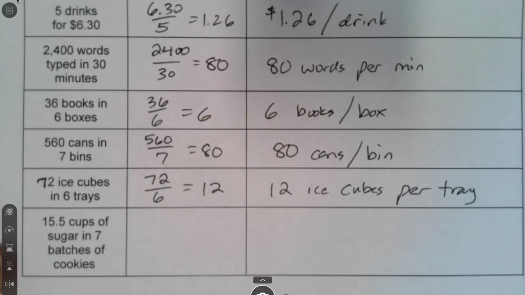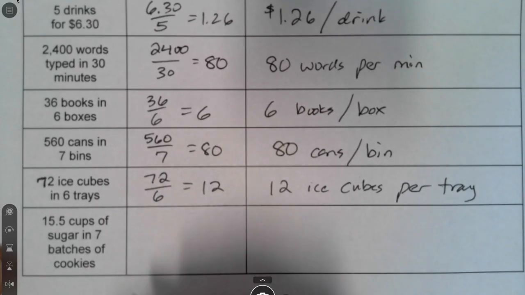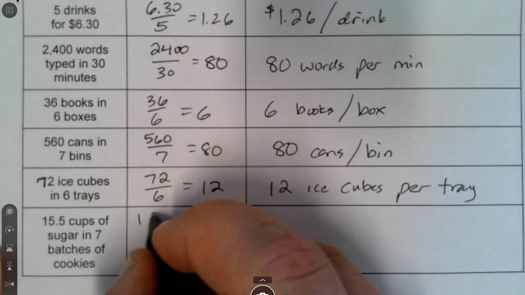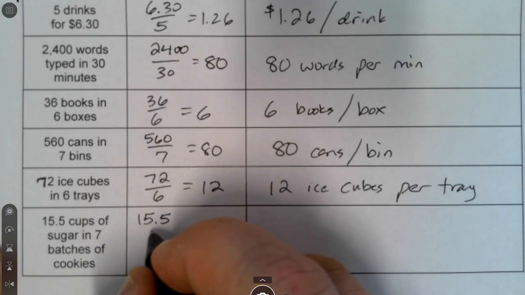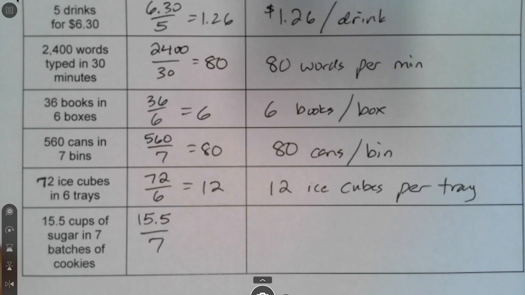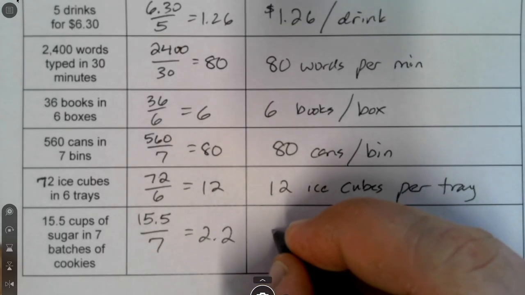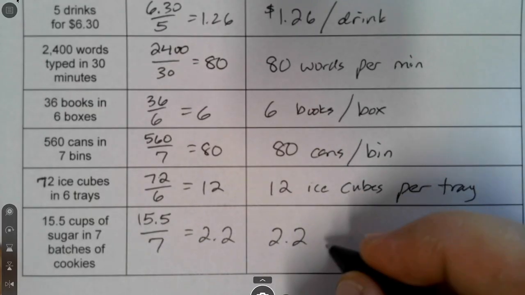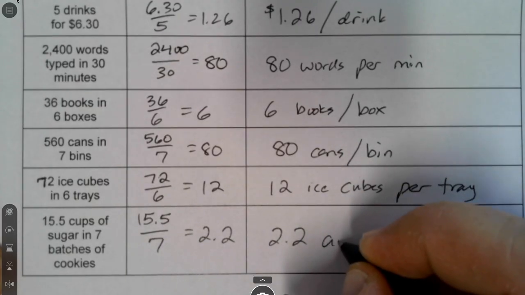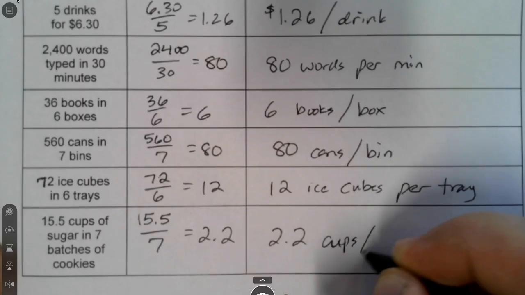Okay, our last one, we might be looking at cooking and see that someone made 7 batches of cookies and they used 15.5 cups of sugar. Well, we just want to make 1 batch, and so we're trying to figure out how many cups of sugar we should do. So you do 15.5 divided by 7. And you get a pretty long decimal. You can just round to 1 or 2 places. So it's about 2.2. So we should do 2.2 cups per batch. You can say cups of sugar per batch or just cups per batch.